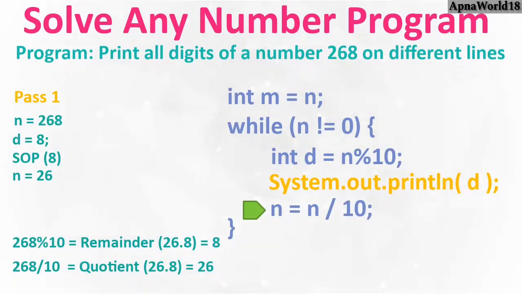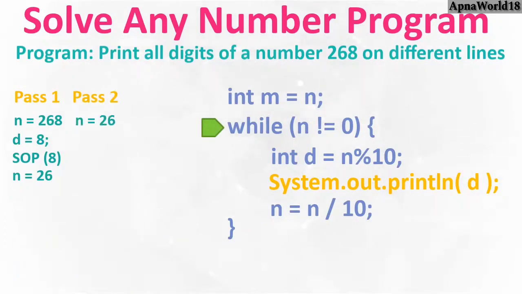Now it will come back to while loop and it will check 26 is not equal to 0. It will enter the loop in second pass and again extract the rightmost digit in d. We will get 6 and we will print it. Then again we remove the digit we have extracted from n by dividing it with 10. We will have n as 2 now.